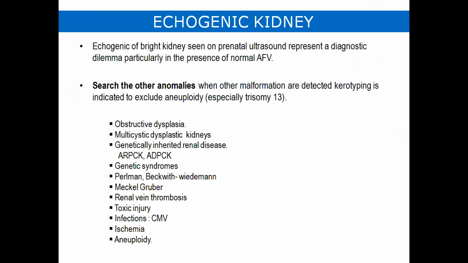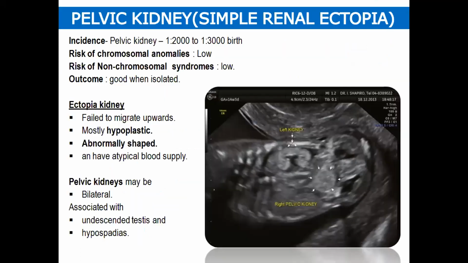And this is a huge list. Differential diagnosis is there. You have to assess what it is. Renal morphology and positional anomaly. This is a pelvic kidney. Simple renal ectopia, 1 in 2000. And outcome is good when isolated. It fails to migrate upwards, is mostly hypoplastic, and has an atypical blood supply, abnormally shaped.